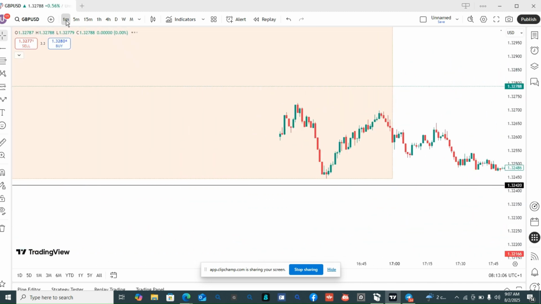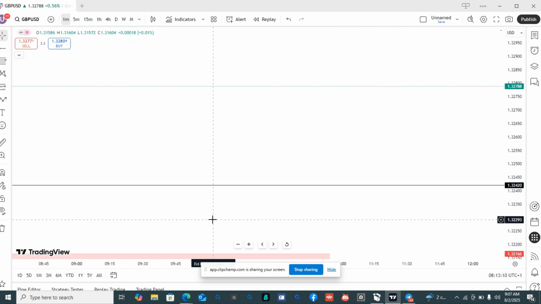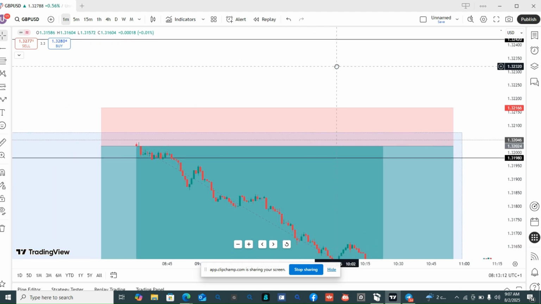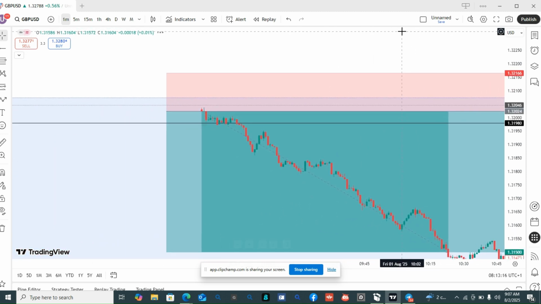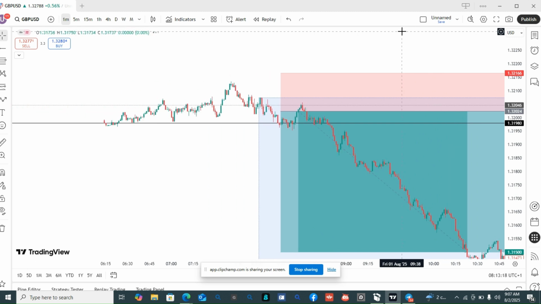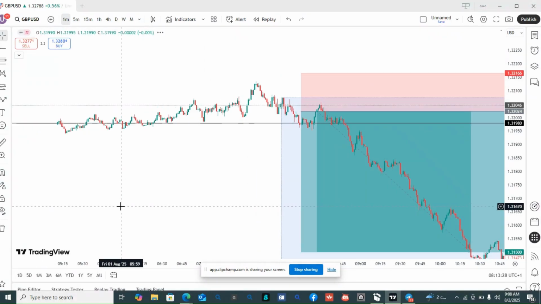So this was yesterday's chart on a 1 minute time frame. This is exactly what I'm showing you. I hope you can see it. You can see the black line that I marked on the daily. That is the line you are seeing here. So you can see how price was initially going up.